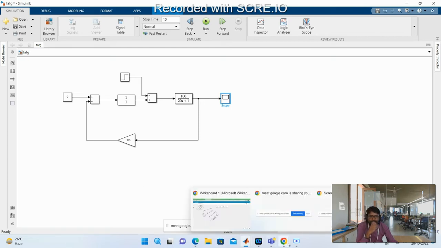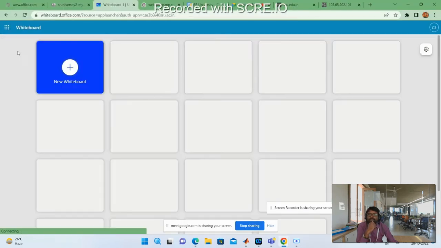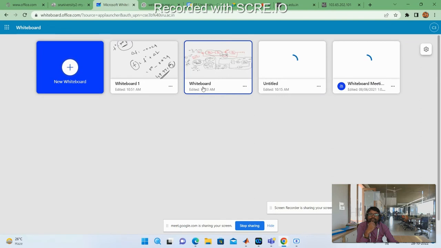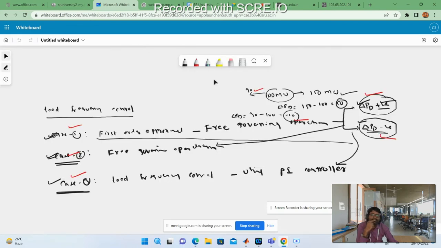So actually we discussed it earlier. Two subcases. Case 1: we are testing first order approximation with free governing operation. Again in this case we have the two subcases.